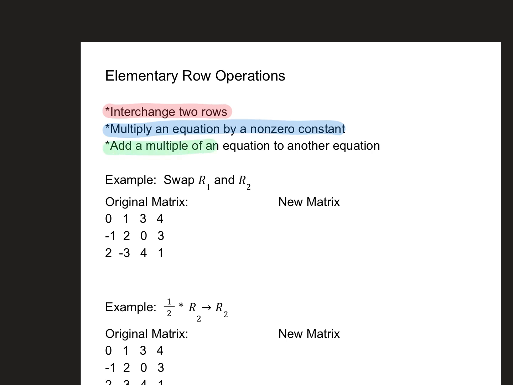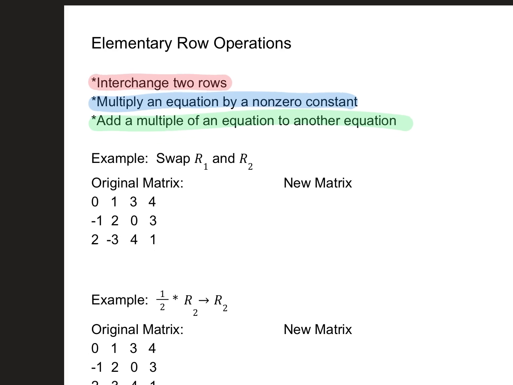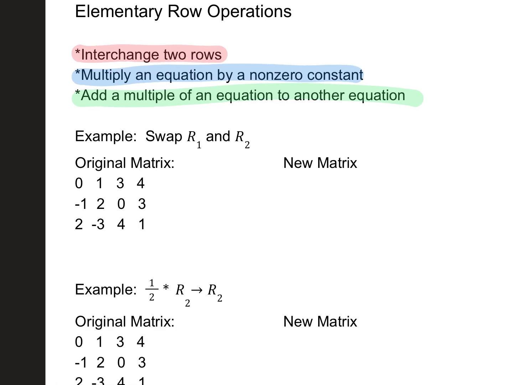The third thing is you can add a multiple of an equation to another equation. We are going to do quite a bit of that, where basically you multiply an equation by a number, and you add it to another equation or another row. Let's take a look at how this is going to work. The first thing, interchange 2 rows, is the first one on our list. This example says we are going to swap row 1 and row 2.